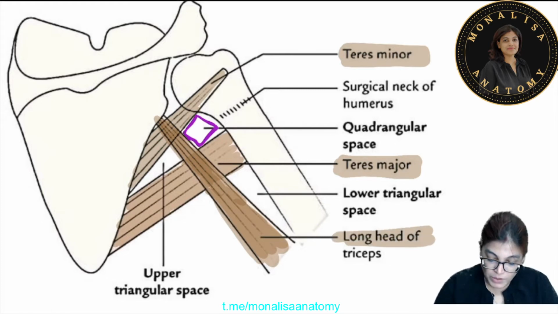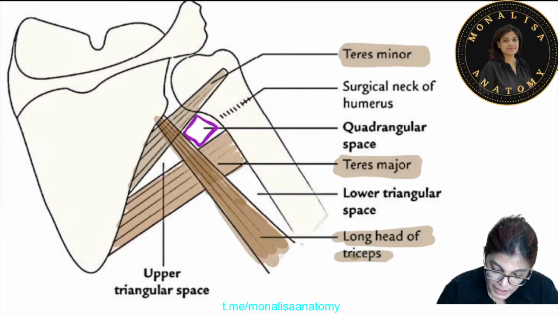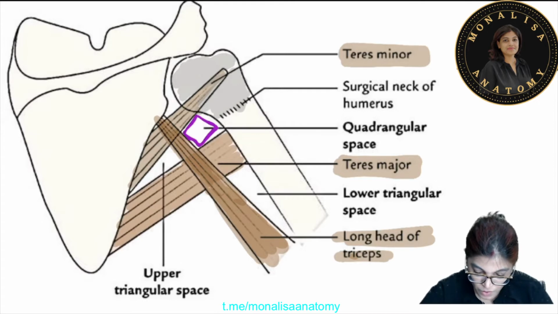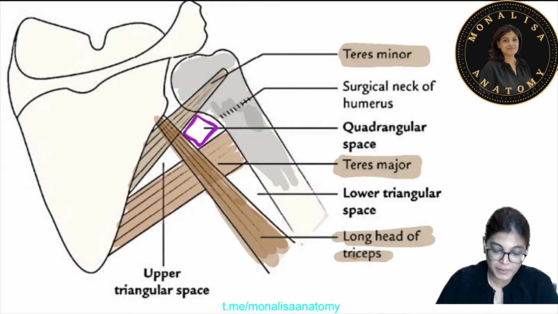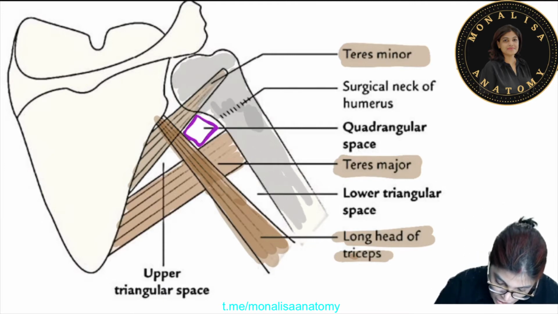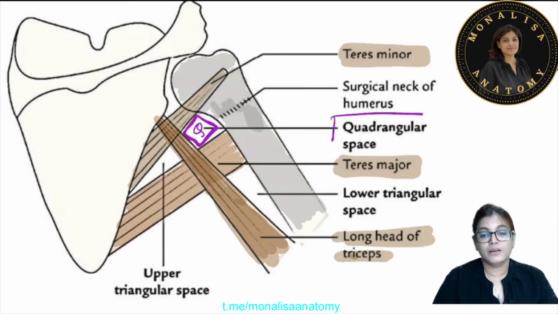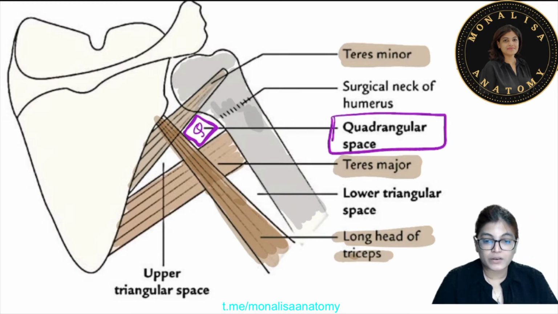and this is forming the medial boundary for the quadrangular space. And what is formed on the lateral aspect? On the lateral aspect, what you can see is the humerus bone. So the surgical neck of the humerus bone is forming its lateral boundary. So we are done with the boundaries of the quadrangular space. Let me just write Q here. So this is the quadrangular space, and now we know its boundaries.